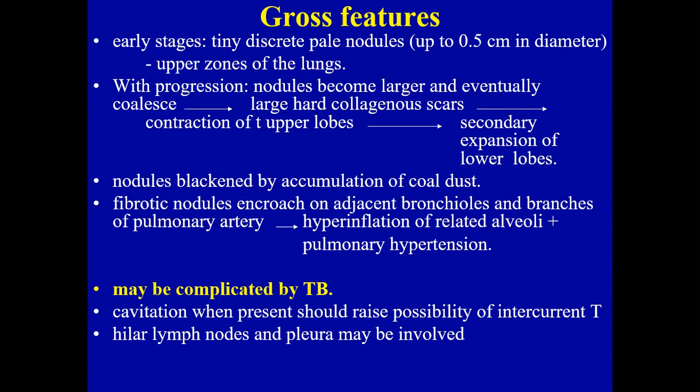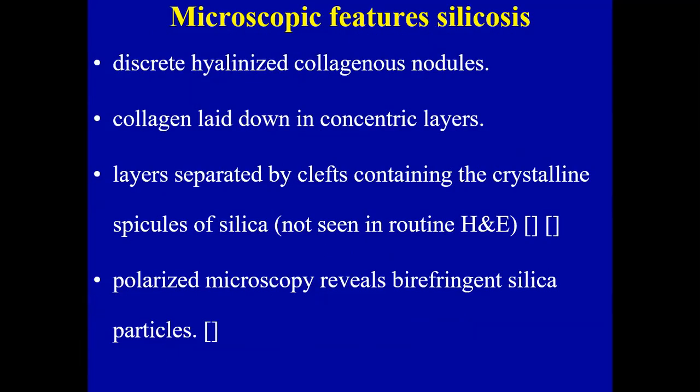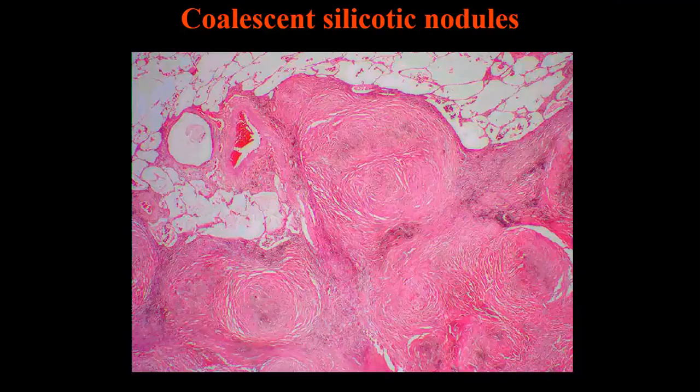This may be complicated by TB. Cavitation when present should raise possibility of intercurrent TB. Hilar lymph node and pleura may be involved. Microscopical feature of silicosis راح نشوف discrete hyalinized collagenous nodule. Collagen lie down in concentric layer and layer separated by clefts containing the crystalline spicules of silica. هذه بالH and E. وبالpolarized microscopy راح نشوف birefringent silica particle.